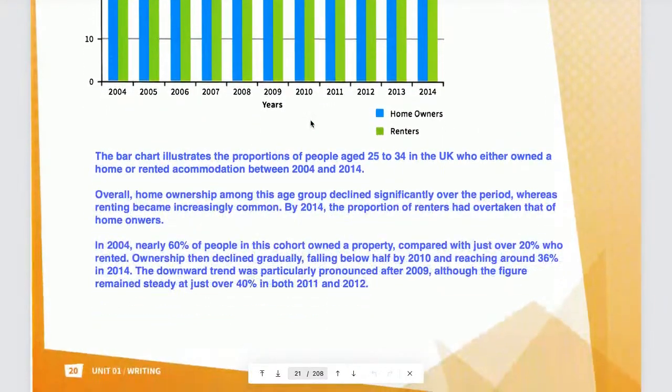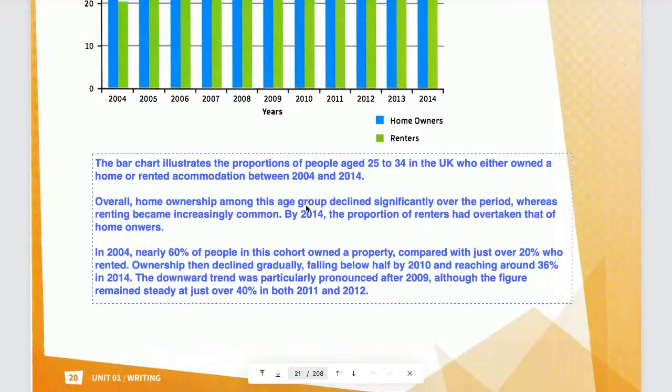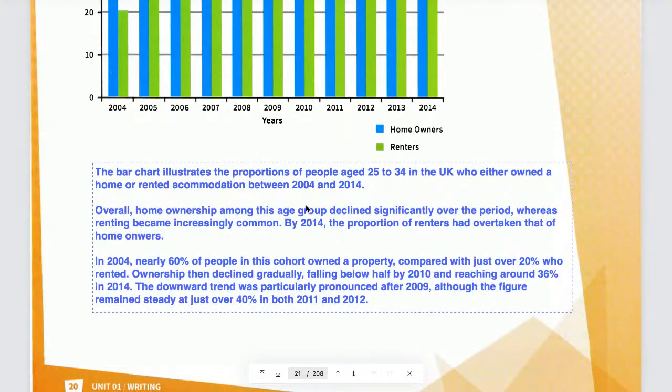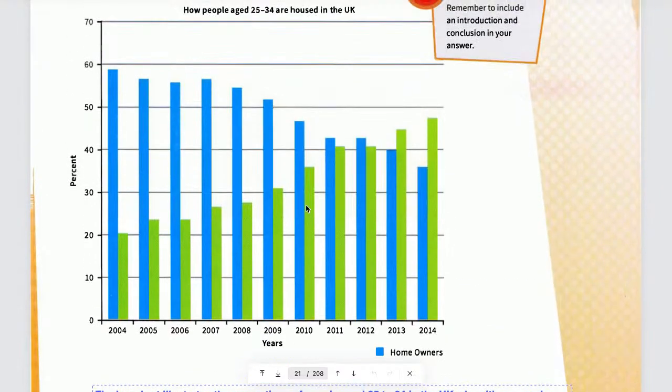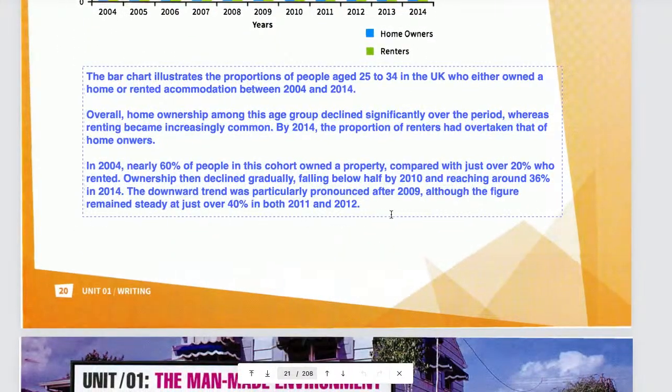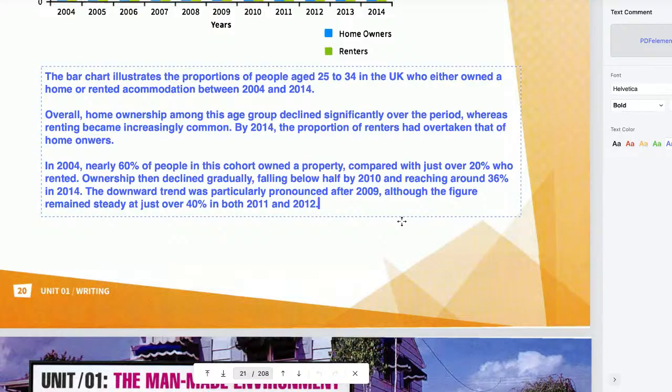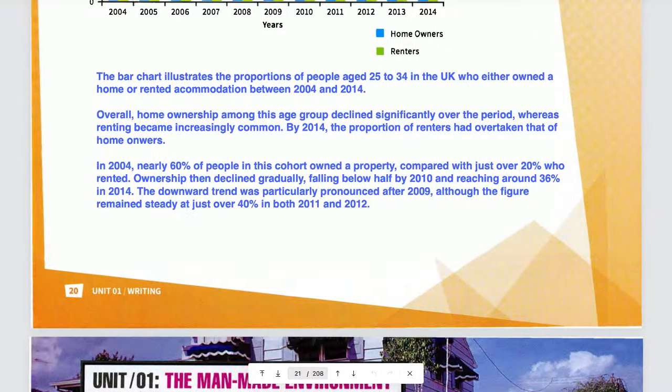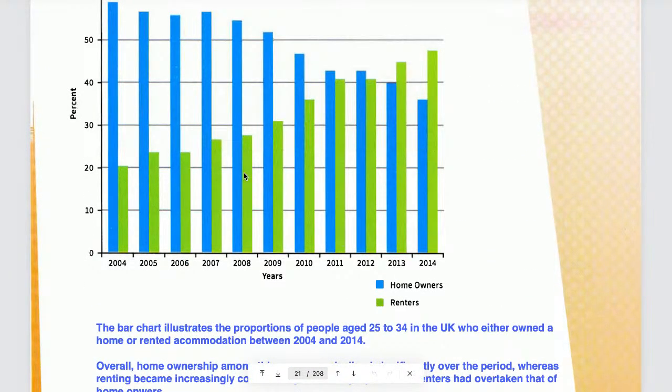Some special years like 2011 and 2012, and also we see the downward trend was pronounced after 2009, so we can mention that as well. Of course, this is high level writing, okay? If you can do that, you can get a high score. I know it's hard, but it's high level, okay? So we have just finished the first category, and we made some comparisons there.